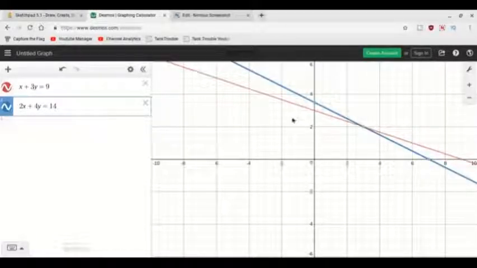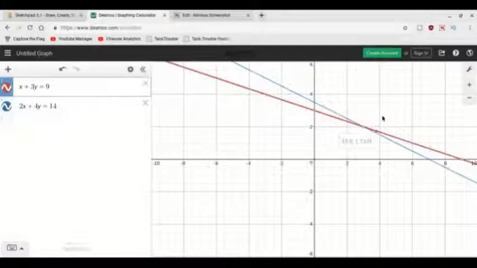Now, as you see here, they intersect at one single point. That single point right there is 3, 2. So that's the third and final way that you can figure out the system of equations.